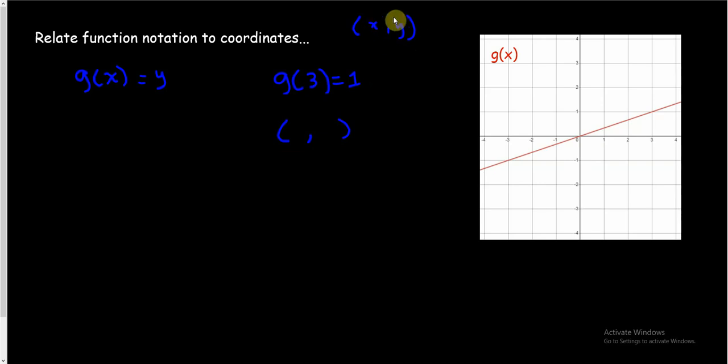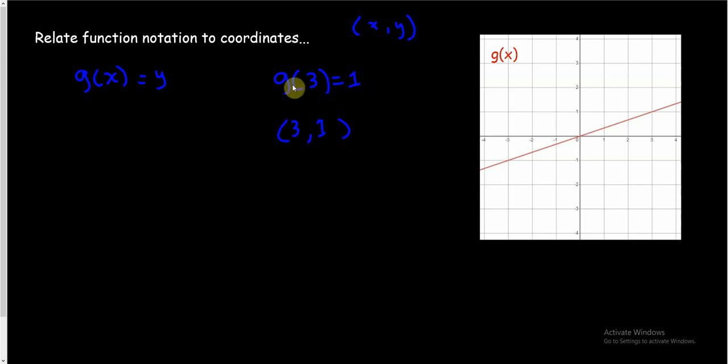So I'm asking for a point here. What coordinate or point would this be? Well, it's really simple. It's just 3, 1, x, y. Oh, okay, that's really easy. We'll maybe give you on the test a function notation and say, hey, what is the point? What coordinate is this? This coordinate or this point is (3, 1).